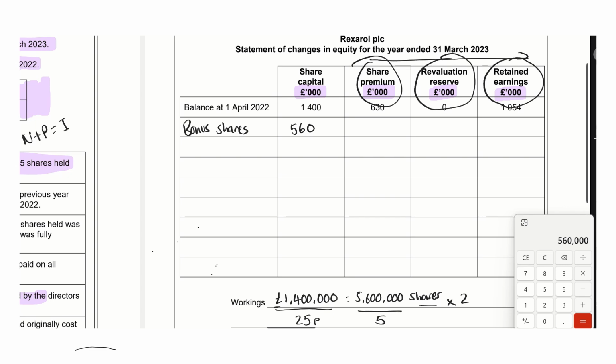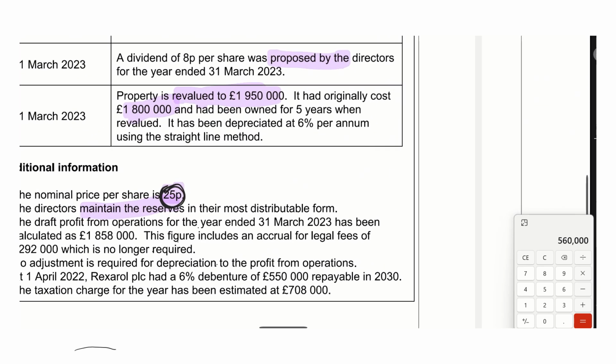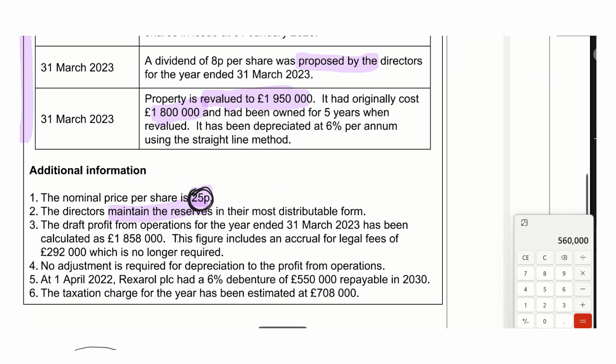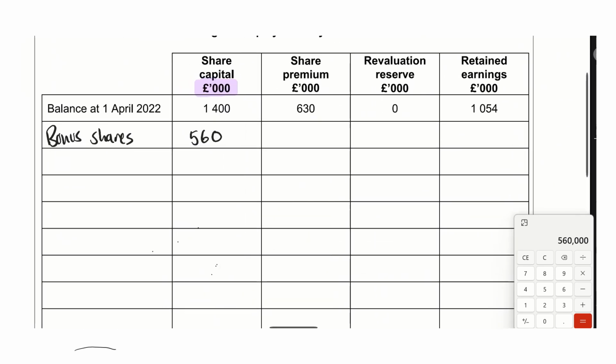Okay. And how do you know you have to do it in that order? Does it tell you anywhere in the question to do it in that order? Yes, it does. If you look at point number 2 in the additional information, it says the directors maintain the reserves in the most distributable form. So that basically means that the reserves are going to be kept in the most distributable form. So basically, in this order, you will take money out of the share premium first, as much as you can, then the revaluation reserve, and then the retained earnings.